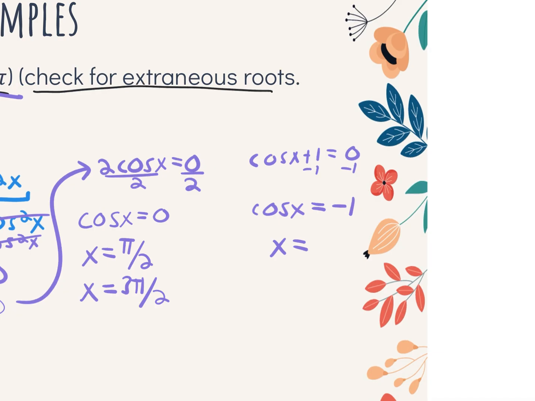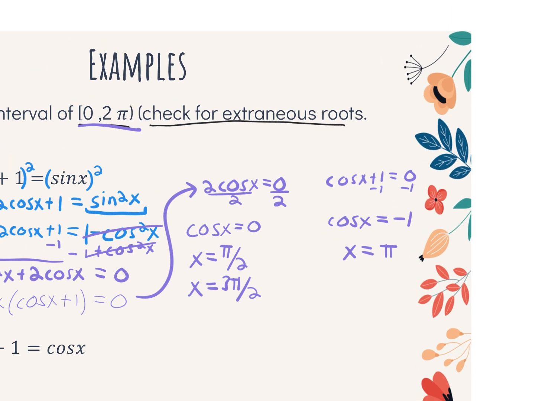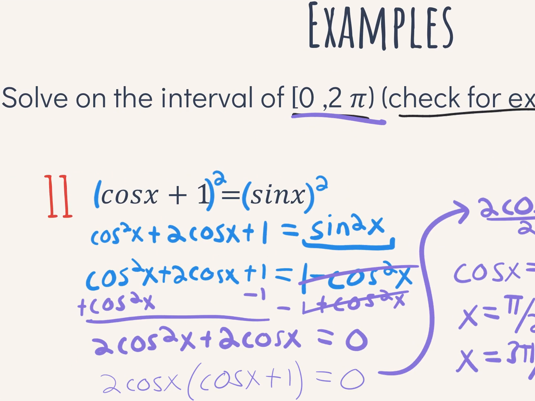Good, pi, right? So these, in any normal example, would be our final answers. But what do we have to check for? Yeah, good. We're going to check for extraneous solutions, right?